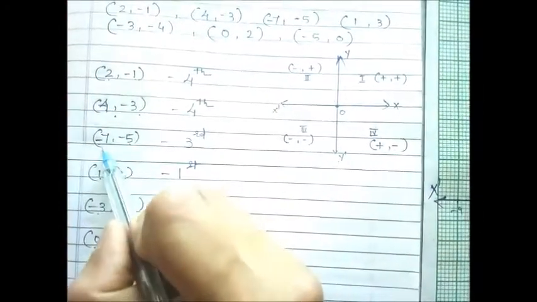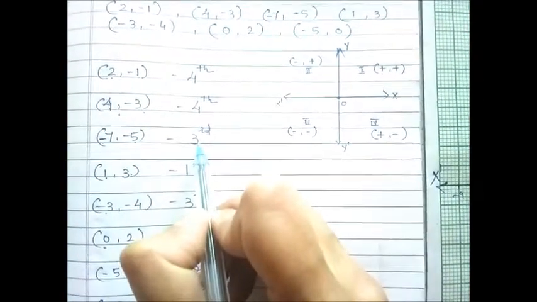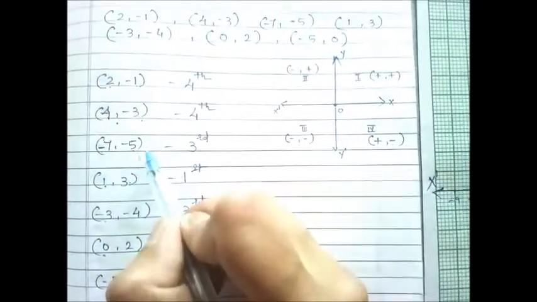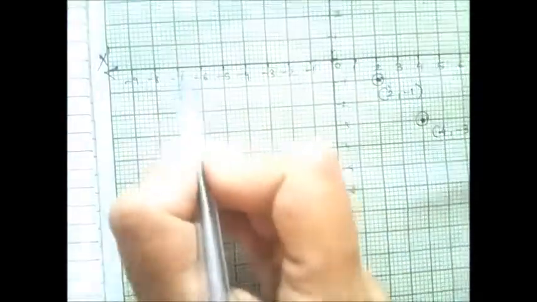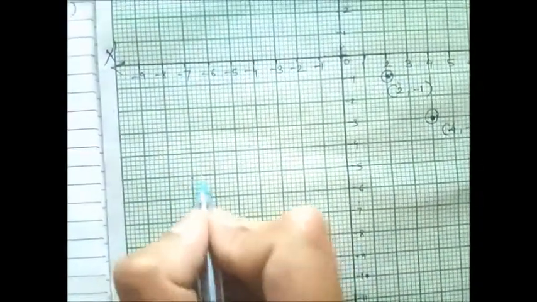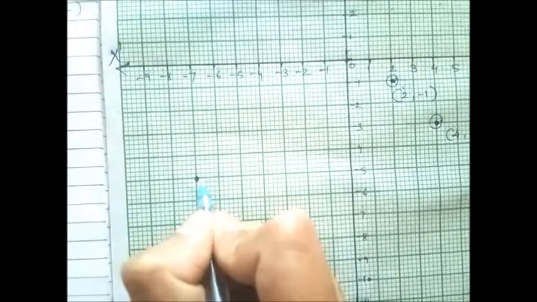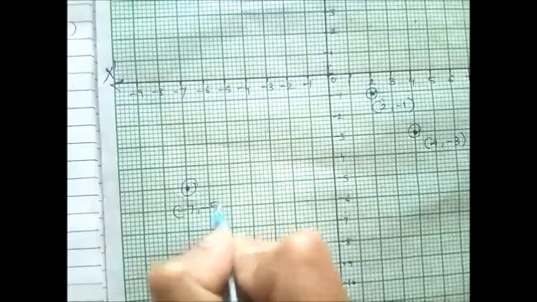The next is minus 7 and minus 5. Both are negative. That means in the third quadrant. Again, minus 7 and minus 5. So our x is minus 7 and our y is minus 5. So it will come here. Check again, minus 7 and minus 5. So it will come here. That is minus 7 and minus 5, right?